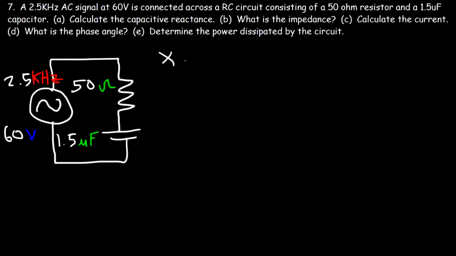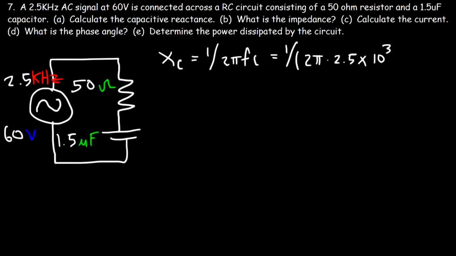So let's start with part A. The capacitive reactance, we know it's 1 divided by 2 pi FC. So that's 1 divided by 2 pi times the frequency, 2.5 kilohertz, that's basically 2.5 times 10 to the 3. And then the capacitance C, that's 1.5 microfarads, or 1.5 times 10 to the negative 6 farads. So type it in your calculator exactly the way you see it, and you should get 42.4 ohms. So that's the capacitive reactance.